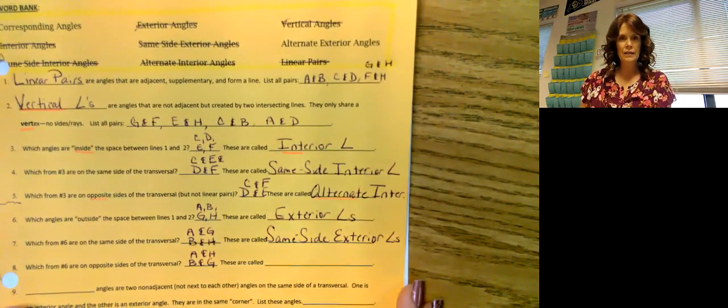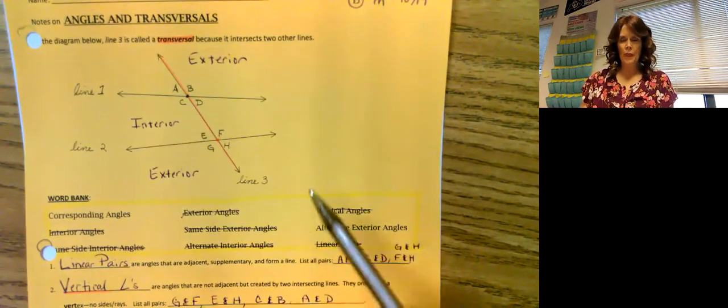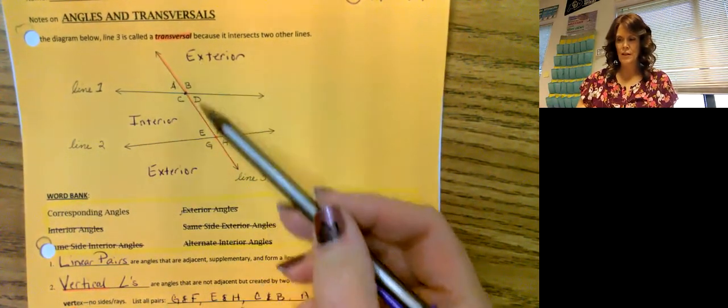And so what do we think those are called? Okay. Opposite sides of the transversal and they're exterior. Those are alternate exterior angles. Alternate opposite, alternate exterior angles.